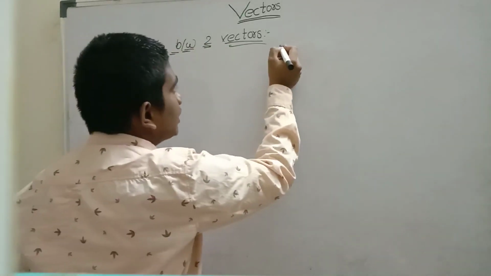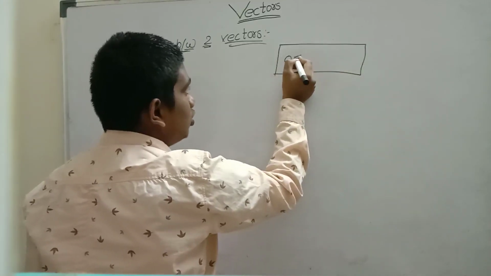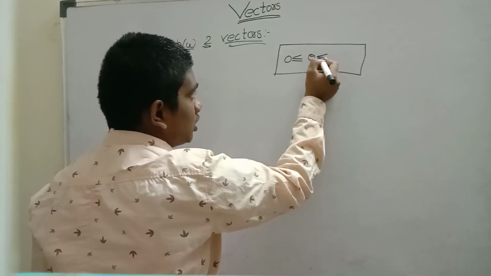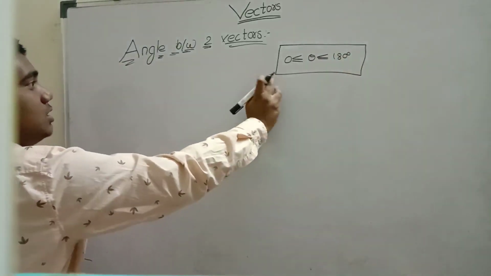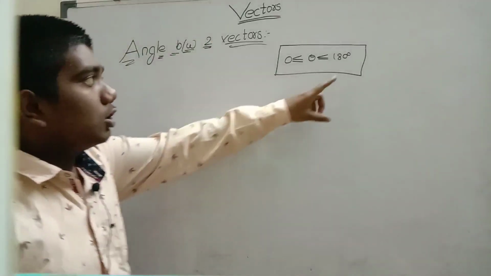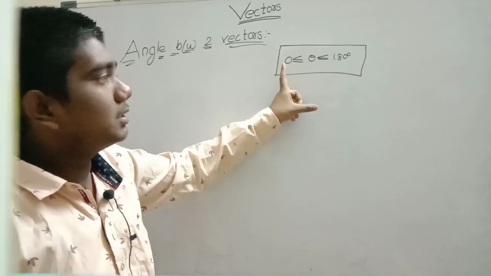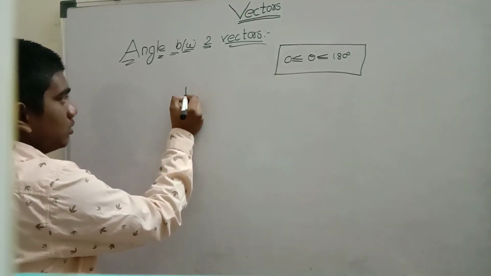Here remember one thing: 0 ≤ θ ≤ 180 degrees. That means the angle between two vectors should not be more than 180 degrees or less than 0 degrees. Let us see.